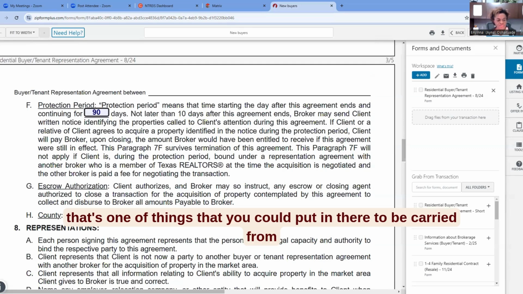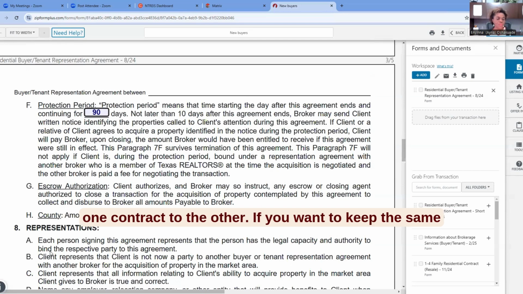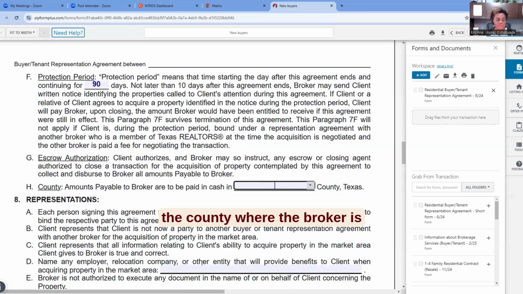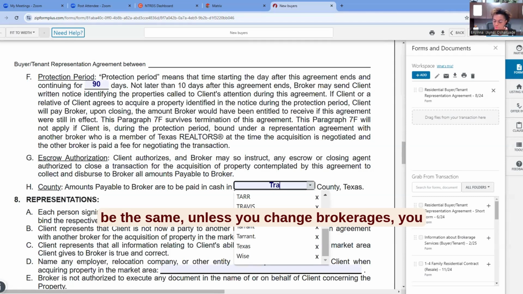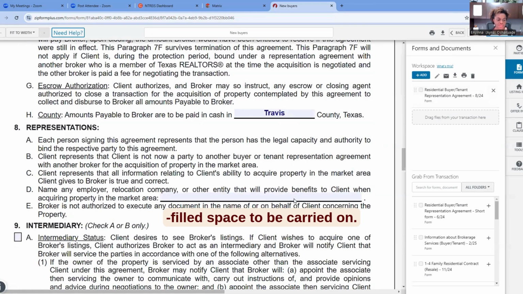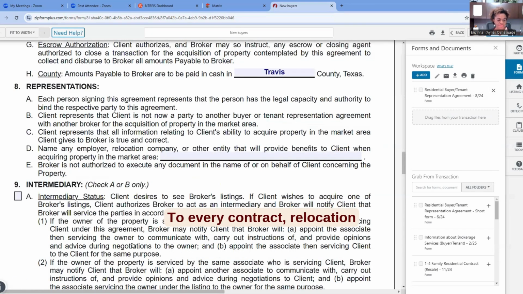So that's one of the things that you could put in there to be carried from one contract to the other if you want to keep the same amount of time for your protection period. The county where the broker is paid, since your broker is likely to be the same, unless you change brokerages, you could put in the county and have that as a pre-filled space to be carried on to every contract.